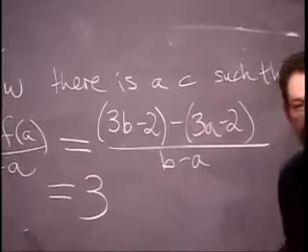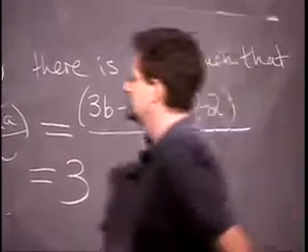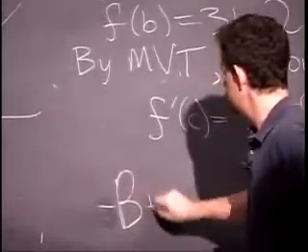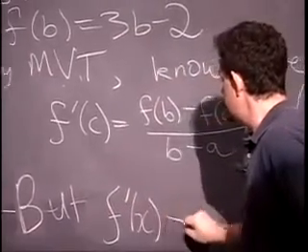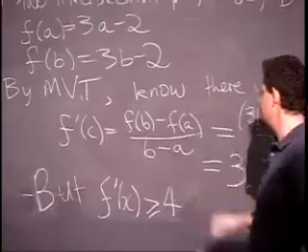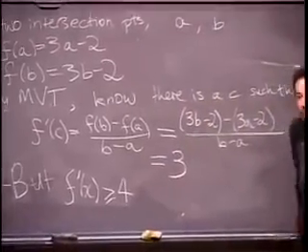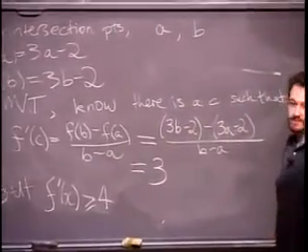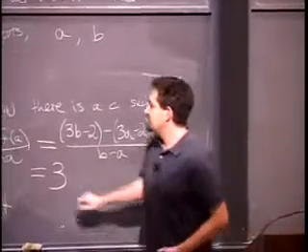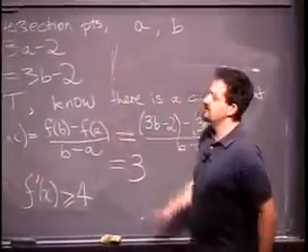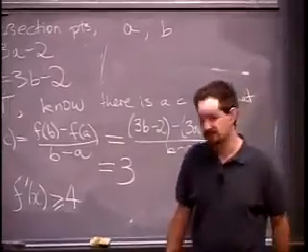Now, why is that a problem? Every f prime, as in the derivative everywhere, is supposed to be at least 4. So how could it be 3? So actually, this cannot happen. So there are no such times a and b. There cannot be at least 2 times.